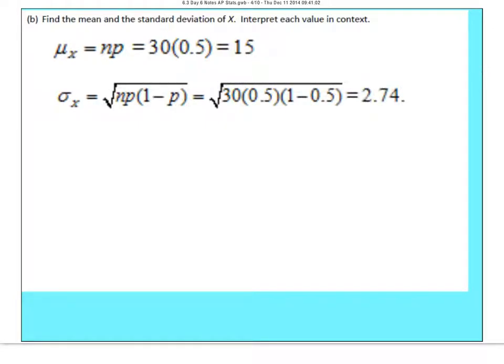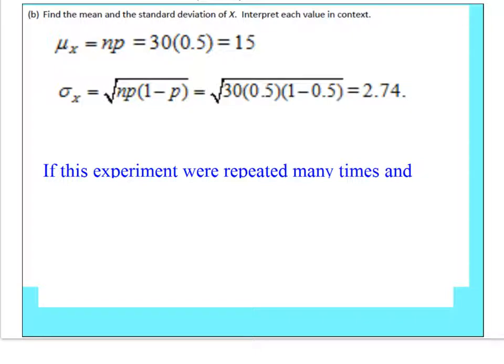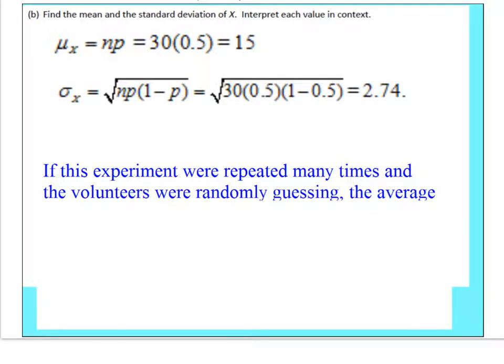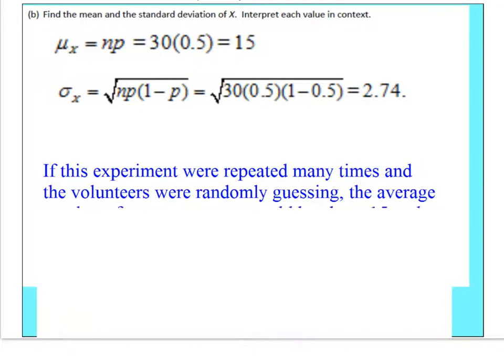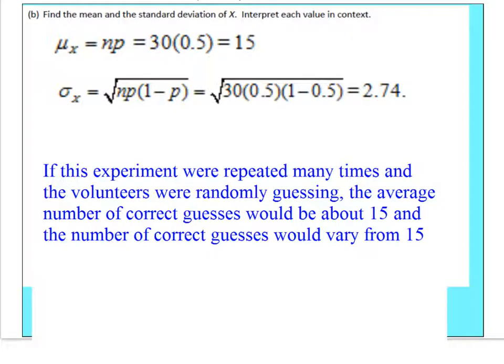Standard deviation is 2.74. What that's going to tell us is that if this experiment were repeated many times and the volunteers were randomly guessing, the average number of correct guesses would be about 15, and the number of correct guesses would vary from 15 by about 2.74 on average. That is how we would explain these two in context.